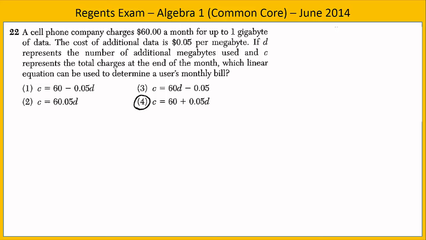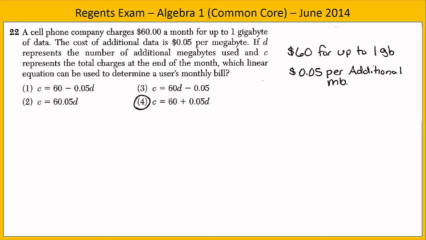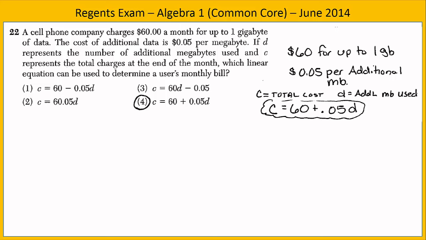Let's see what we know. We know that it costs $60 for up to 1 gigabyte of data and 5 cents for each additional megabyte. C represents the total cost, and D represents the additional data used. We have a fixed cost of $60 plus 5 cents for each extra megabyte, D, that's used. So we have C, the total cost, equals $60, the initial amount, plus 5 cents per extra megabyte. Choice 4 is our answer.